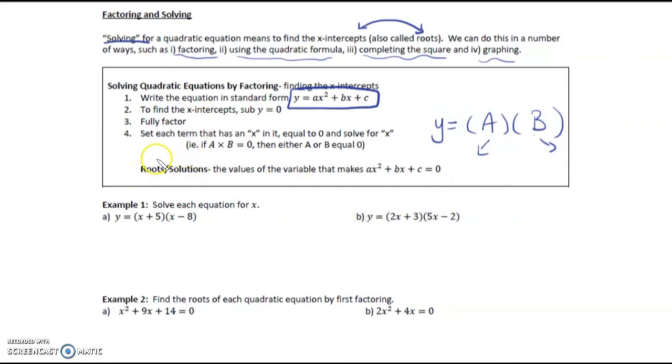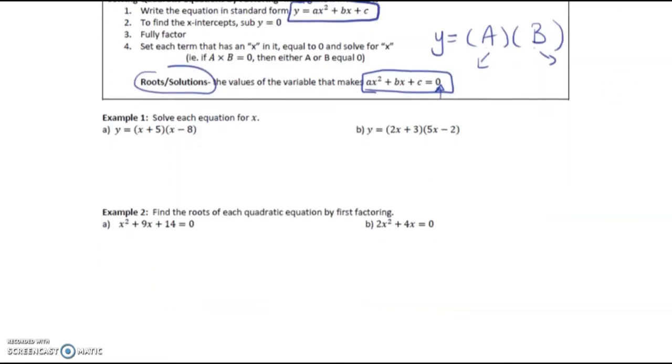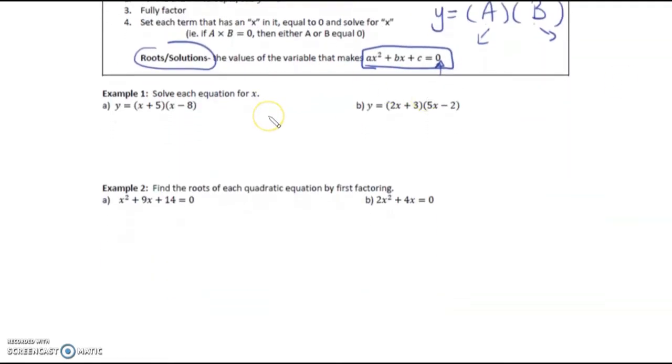Again, roots or solutions are values that make this true: ax squared plus bx plus c, when does it equal 0? So for example 1, we have an equation, and it's already in factored form. So let's branch these down.